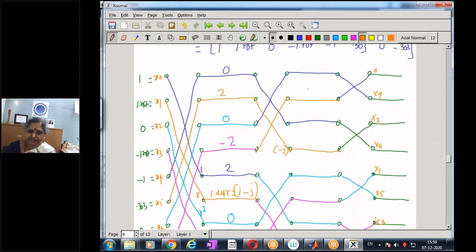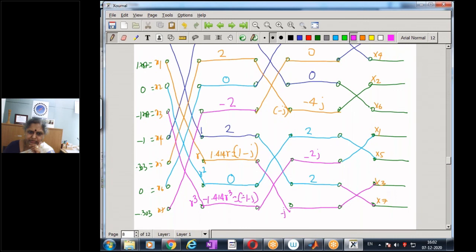Now let's go to the second stage computation. Here let me consider this blue computation. So this is 0 plus 0, 0 minus 0, 0. Next take the orange computation. 2 plus minus 2, that is again a 0. 2 minus of minus 2, that's going to be a 4. 4 multiplied by minus 1 plus j.